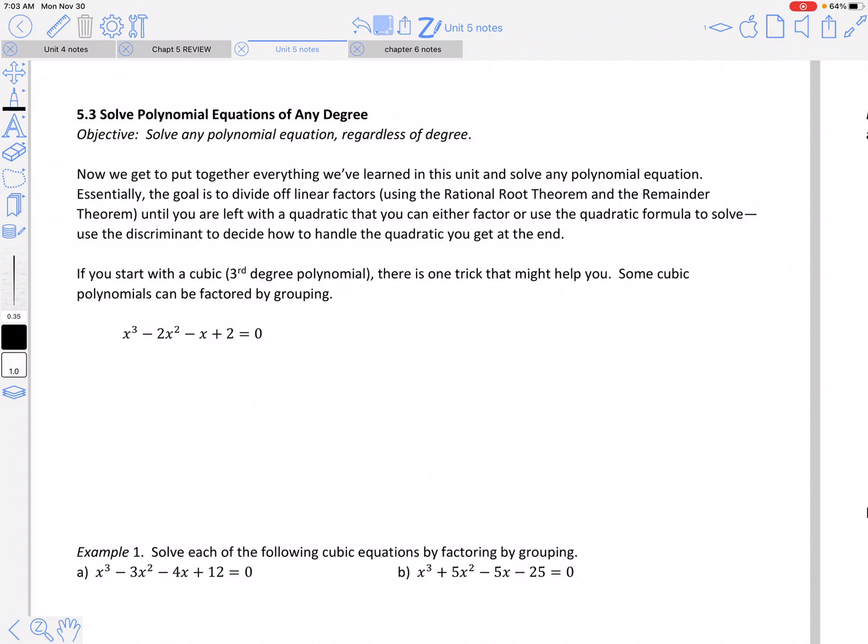5.3, solve polynomial equations of any degree. This is what we've been building up to. If you remember, before Thanksgiving break, we learned all of the theorems that were needed. So we'll talk about those as we go. And then we reviewed how to solve quadratics, reviewing the quadratic formula. That was last time. So 5.1 theorems, 5.2 solving quadratics.